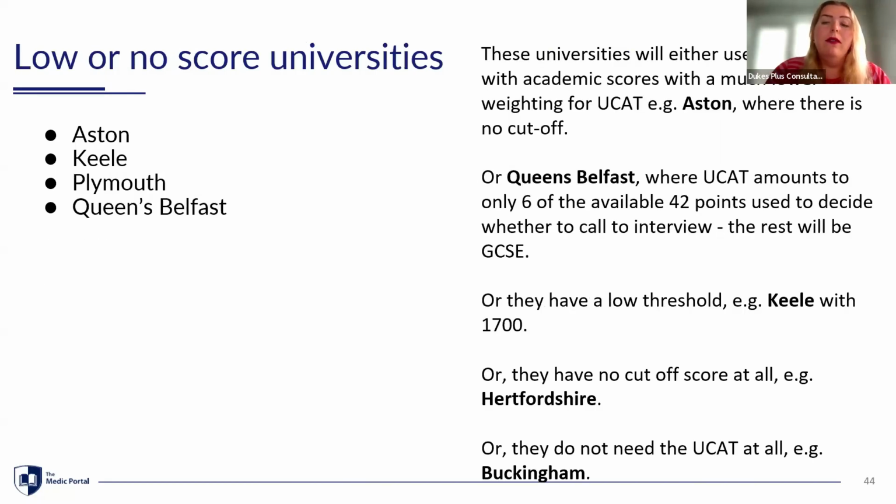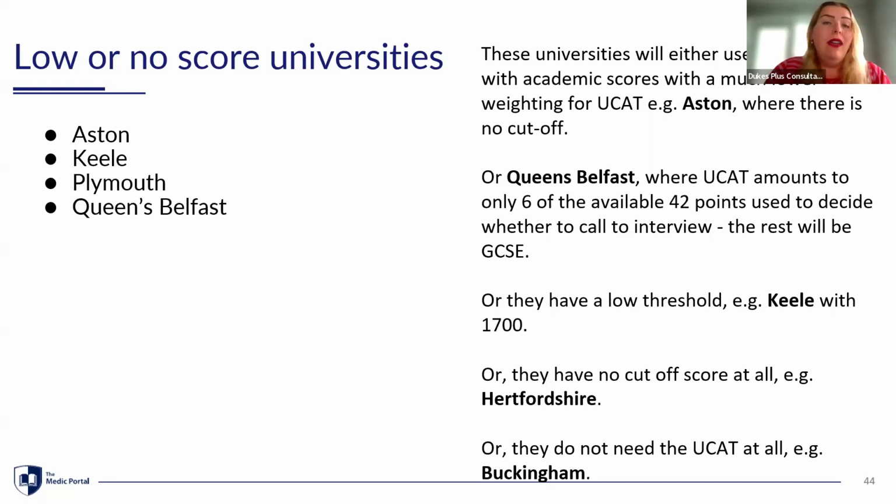Now some examples of low or no score universities. It could be that universities do use the UCAT, but have a much lower weighting for it, such as Aston, who say that they do need the UCAT to be taken, but there is no cutoff. Or Queen's Belfast, where they do have a numerical calculation, but the weighting is significantly favouring their GCSE or equivalent results. So 36 of 42 points available come from the GCSEs, and only 6 points come from the UCAT.